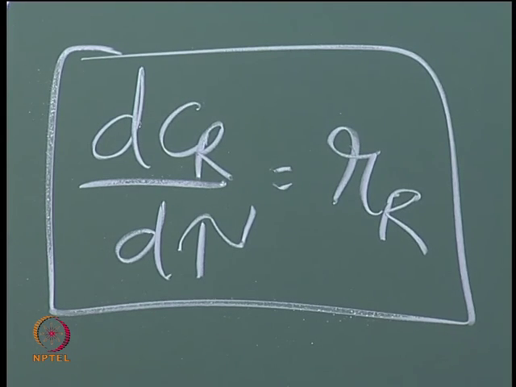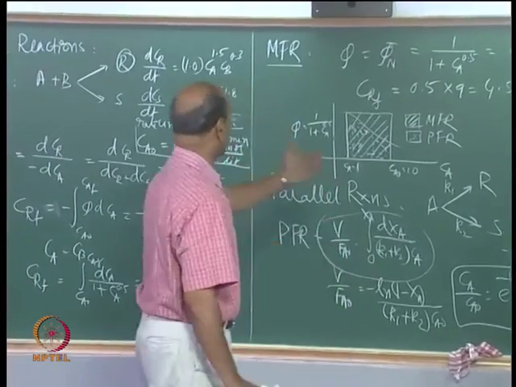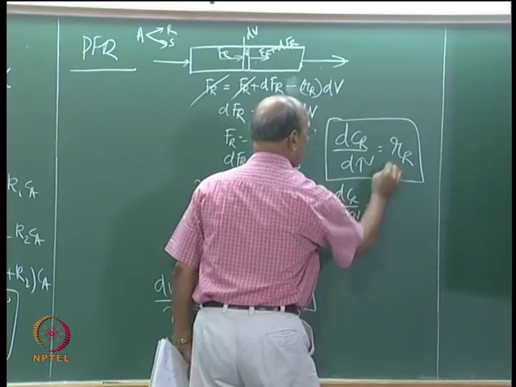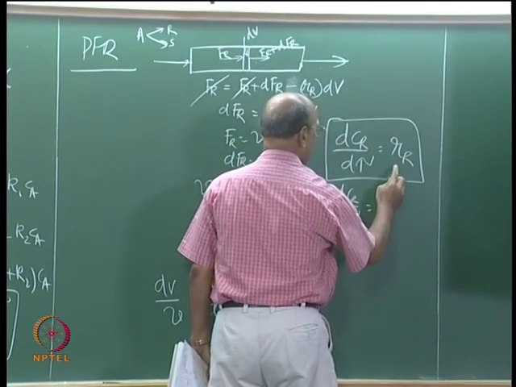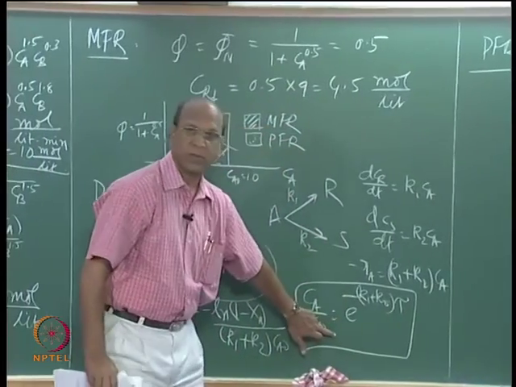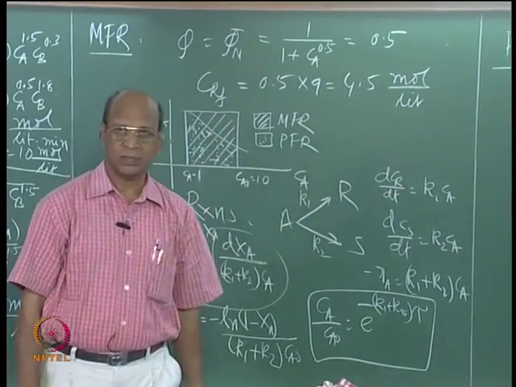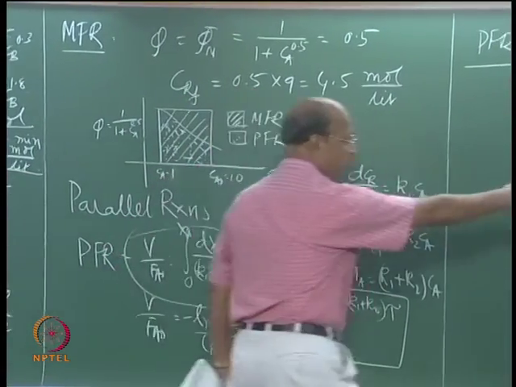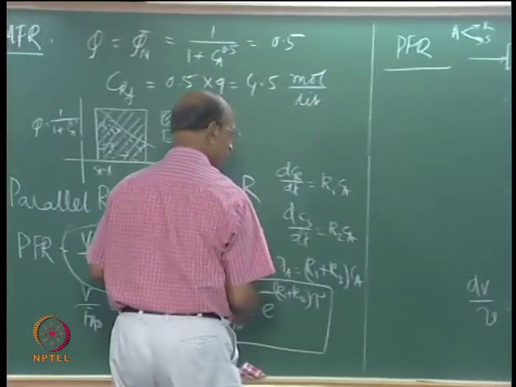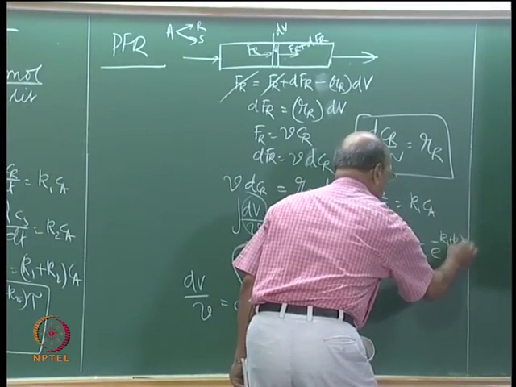What is the use? Now, dCR by d tau equal to RR. What is RR here, in terms of equation? K1 CA. So, dCR by d tau equal to K1 CA. And you have an equation for CA here already, right? So, now you can also get CR in terms of tau, correct, no? So, this equation CA by CA naught equal to this. So, now dCR by d tau equal to K1, for CA I am substituting CA naught into e power minus (k1 plus k2) tau.